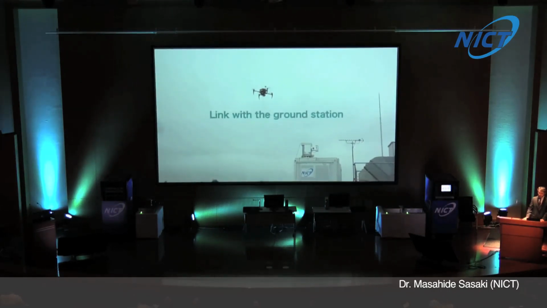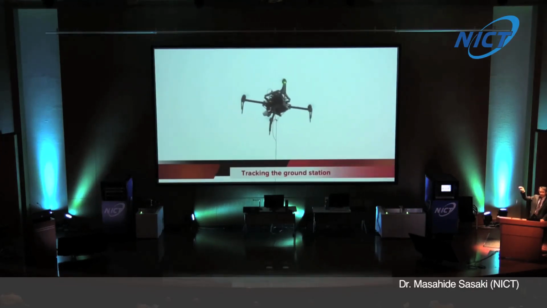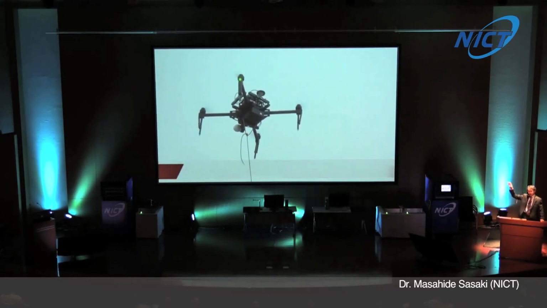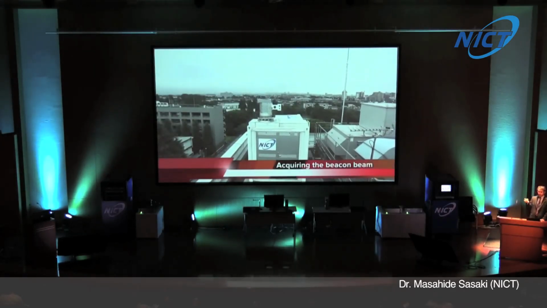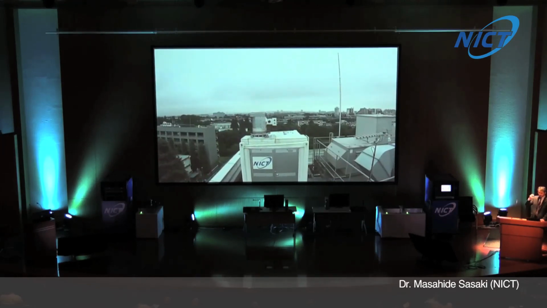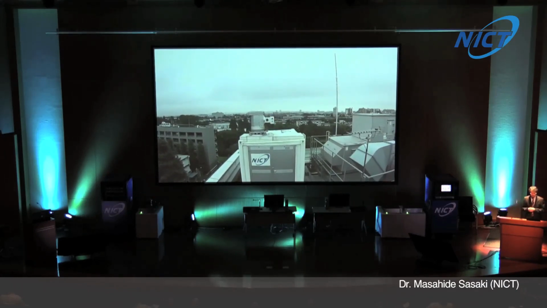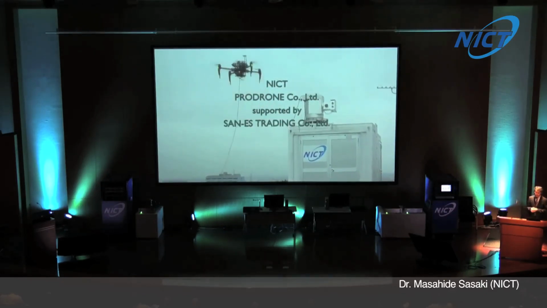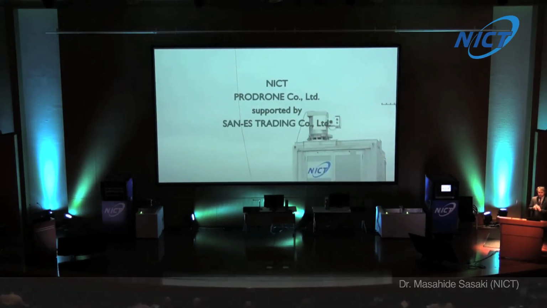Okay, this is a link experiment with a ground station. So drones are searching for the beacon beam from the ground station and tracking the ground station by a steering camera. So this is a view from the drone, and the drone is acquiring the beacon beam. The beacon beam is an LED laser light. So now the link was established. So this result has been press released today, and we continue to improve our technology and will demonstrate secure drone network technology in wider areas.